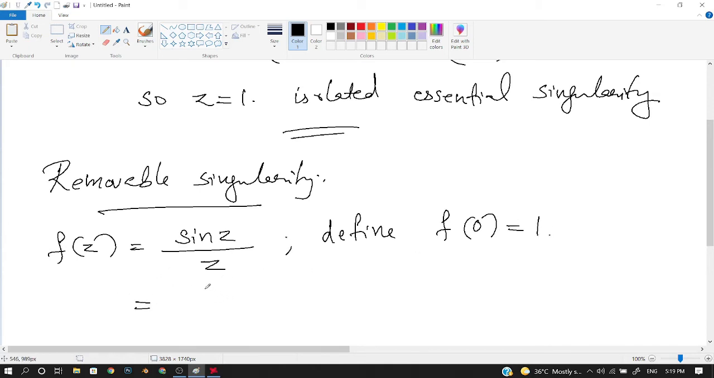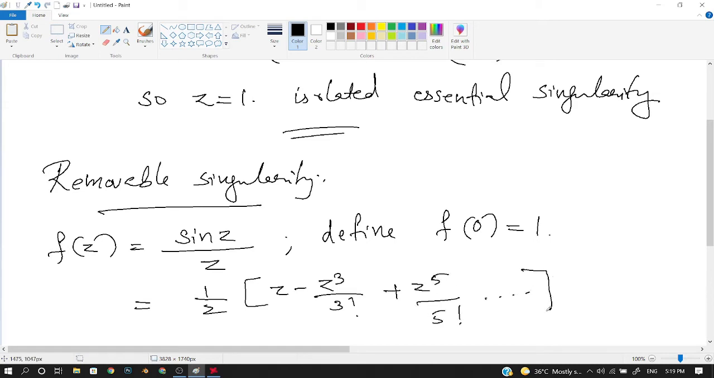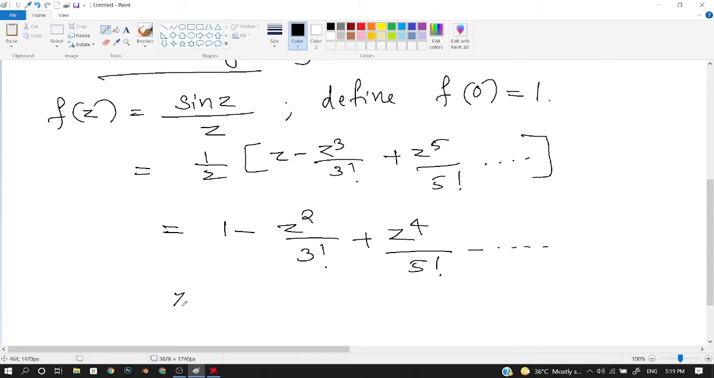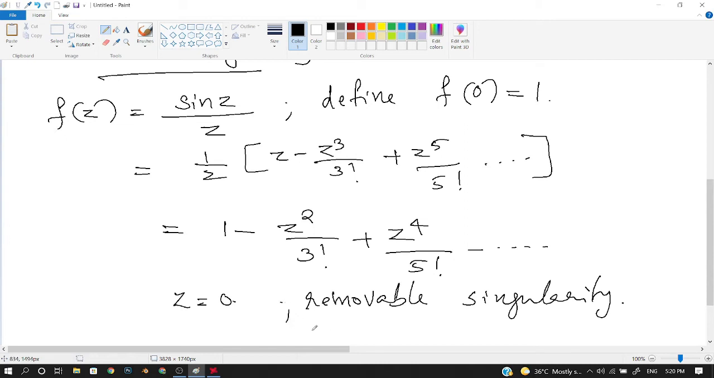Then expanding, you can see that this is z minus z cube by 3 factorial plus z raised to 5 by 5 factorial minus etc., all divided by z. That is equal to 1 minus z square by 3 factorial plus z raised to 4 by 5 factorial minus etc. So z equal to 0 is a removable singularity. Here there is no negative power of z in the expansion. That is removed here. So that is why the name removable singularity.